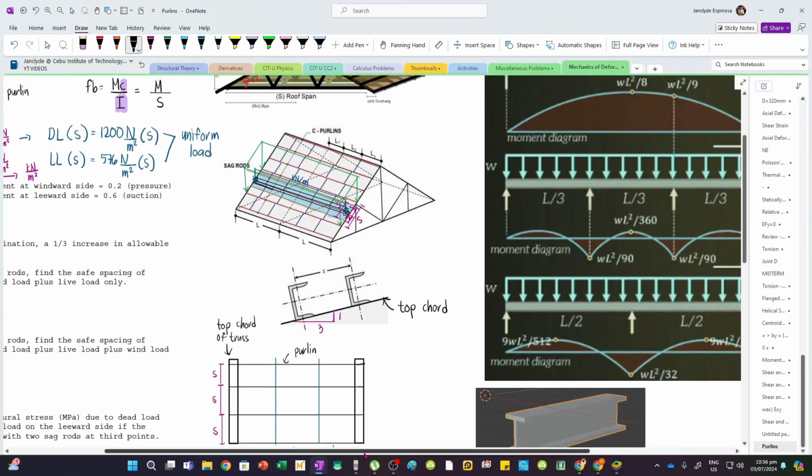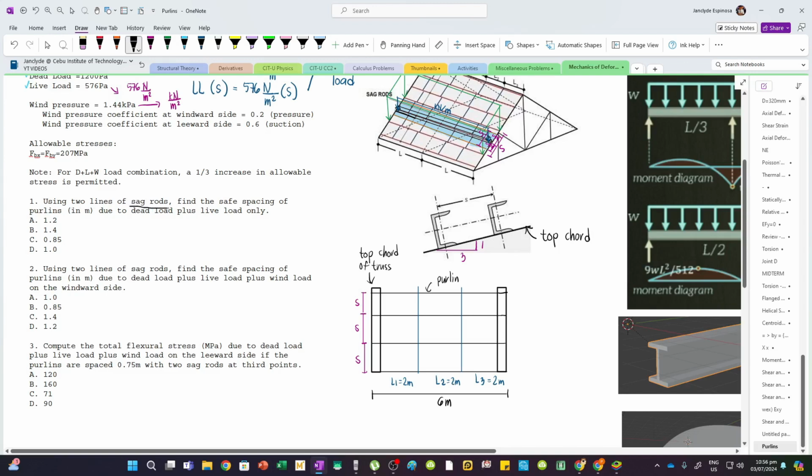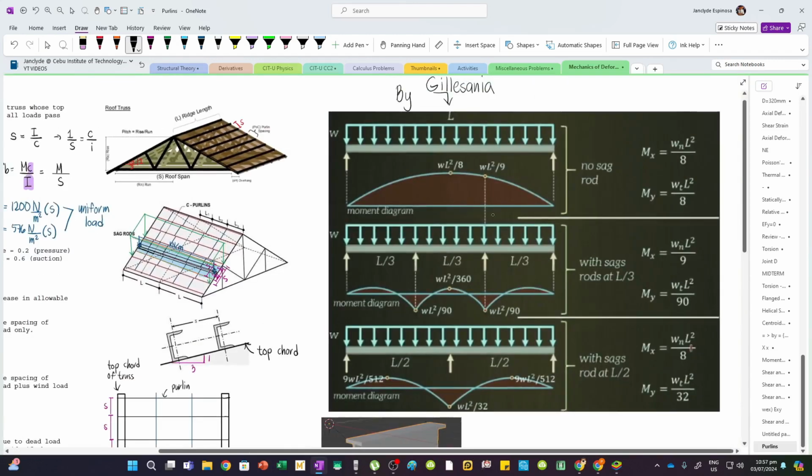Now, we have to take into account the number of sag rods. Now, we need to use 2 lines of sag rods. Now, let's take a look at the moment diagrams. We have the following figures. Now, this is applicable for no sag rods. Kasi diba, if there are no sag rods, then the maximum bending about the x-axis and the y-axis will just be the same, which will be WL squared divided by 8.